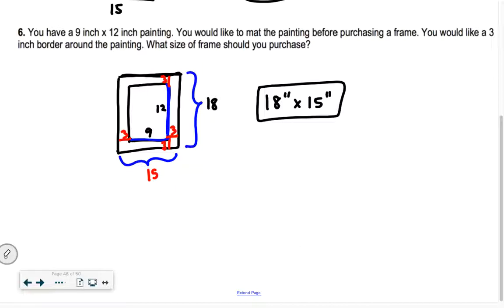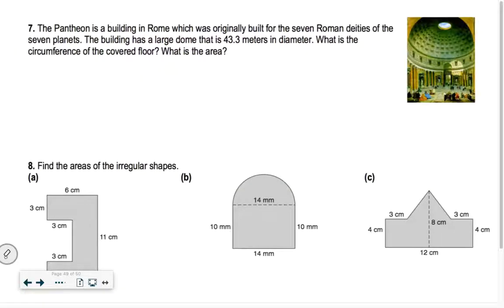All right, so I could ask lots of questions here. So I might say, what is the area of the frame that you need to purchase? Does this make sense? Like I could ask lots of different things. All right, so number 7.